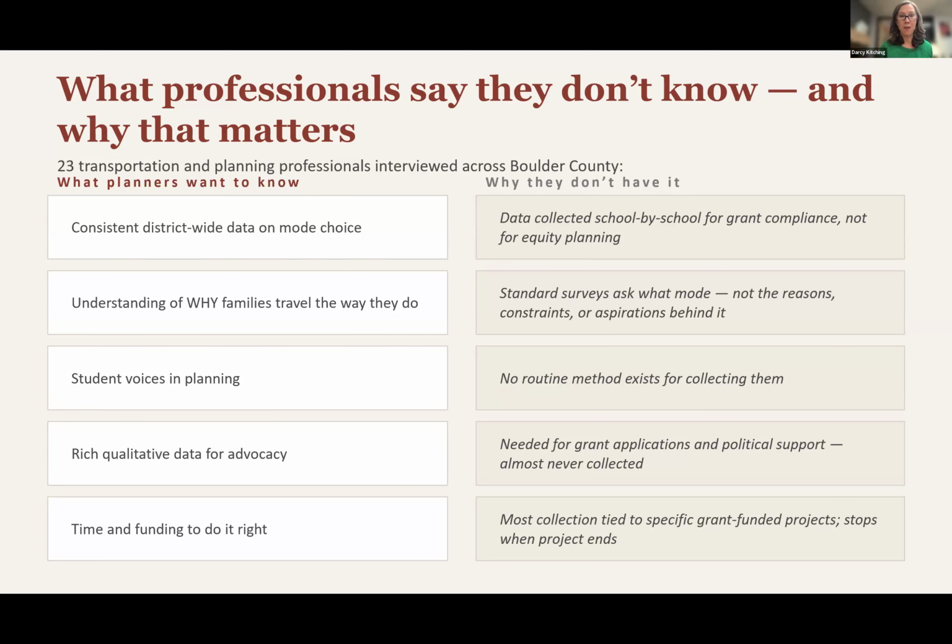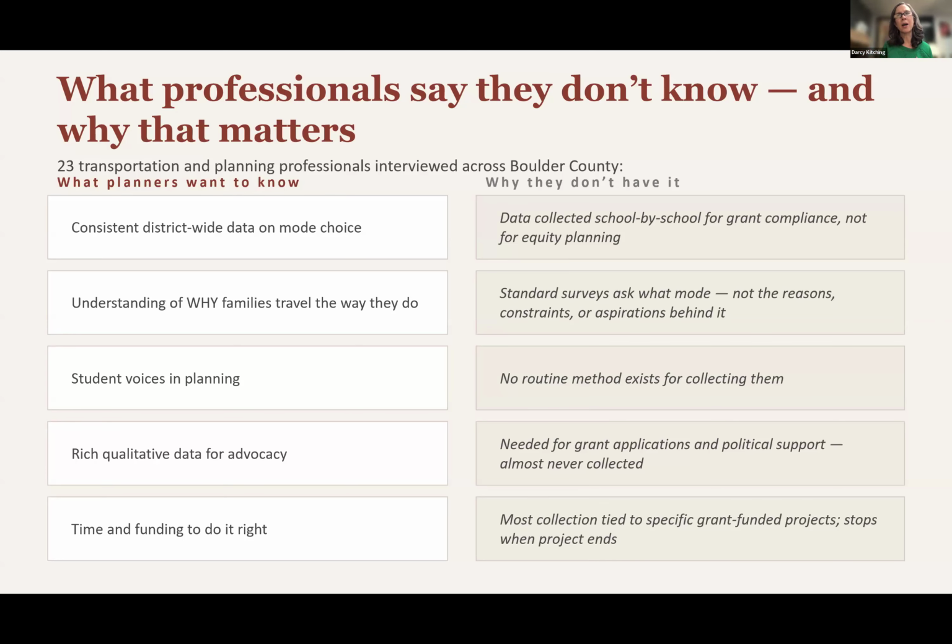They wanted to know why families travel the way that they do. And we know a lot about why people make their mode choices, about distance and timing and all the things, but our standard methods for answering that question just really don't get to the actual reasons, constraints, or aspirations behind why people do what they do, but my study did that. Student voices are also really important. Planners wanted to hear from students themselves, and there wasn't a methodology for collecting student voices consistently.